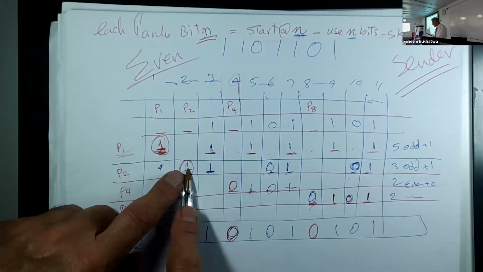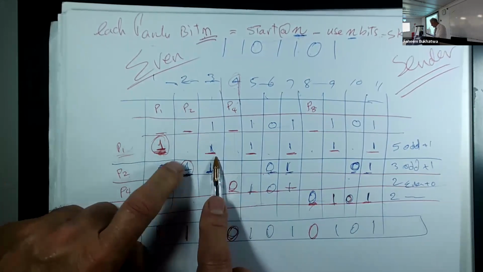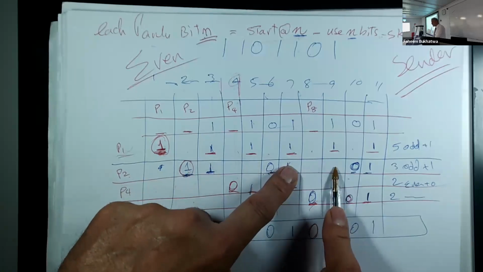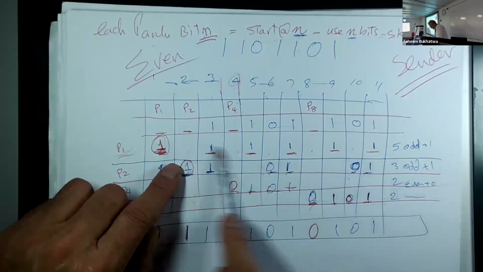You start at number 2, column 2, take 2 columns, 2 and 3, and skip 4 and 5. Take 6 and 7, skip 8 and 9. Why 8 and 9? Because now we're working on parity 2. You take 2 and skip 2, take 2 and skip 2, and do the same thing.